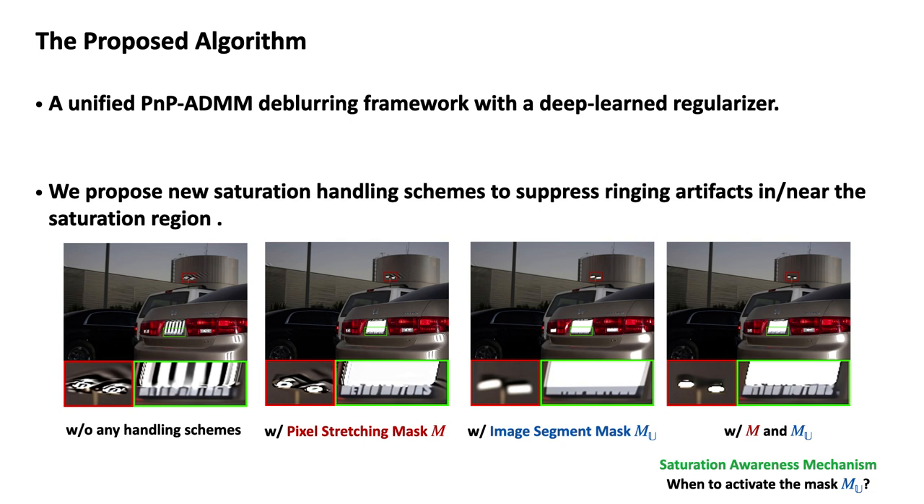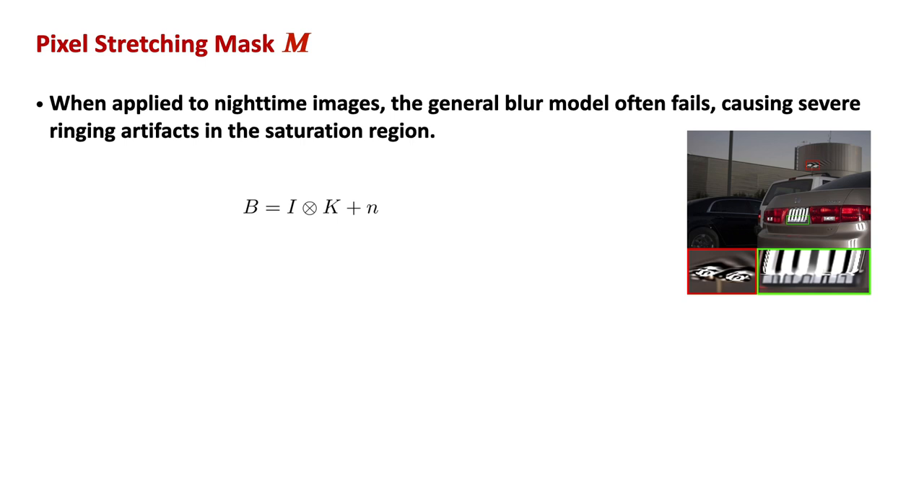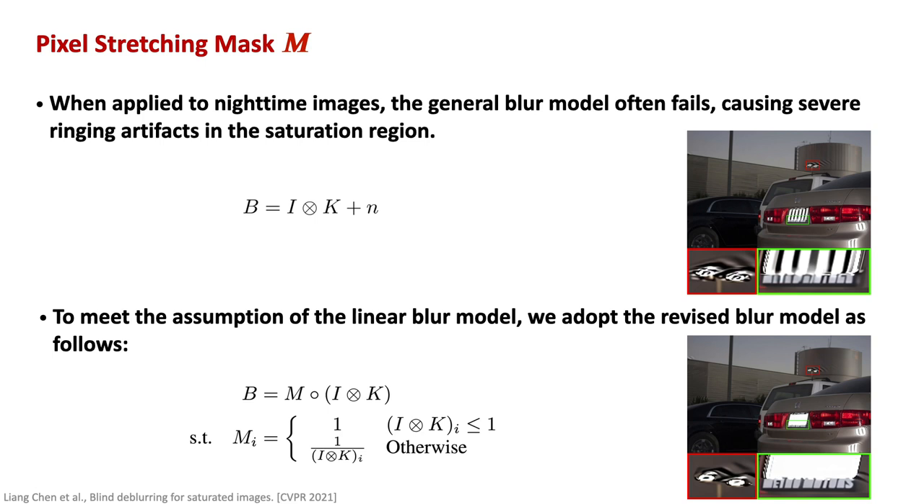However, for the trade-off between ring suppression and deblurring performance, the image segment mask should only be activated for highly exposed images. Therefore, we propose a saturation awareness mechanism to decide when to apply the mask. When applied to nighttime images, the general blur model often fails, causing severe ring artifacts in the saturation region. To meet the assumption of the linear blur model, the revised blur model can be formulated as follows. It is worth noting that the pixel stretch mask serves as a clipping function to max the value of the blurred image within the sensor range.